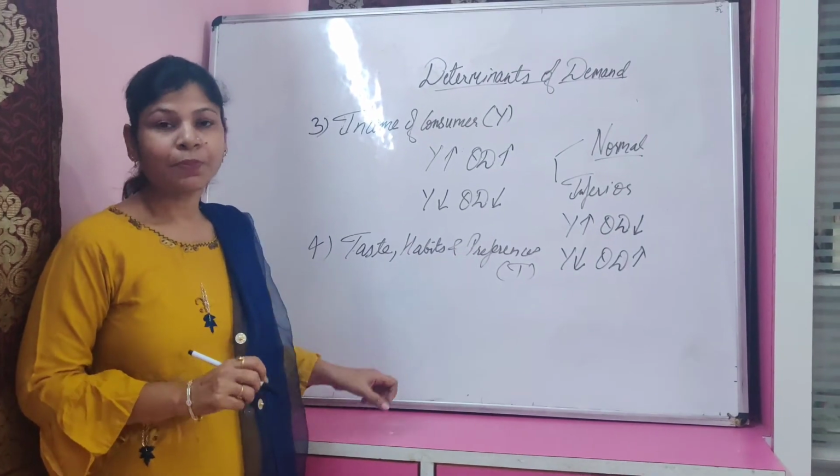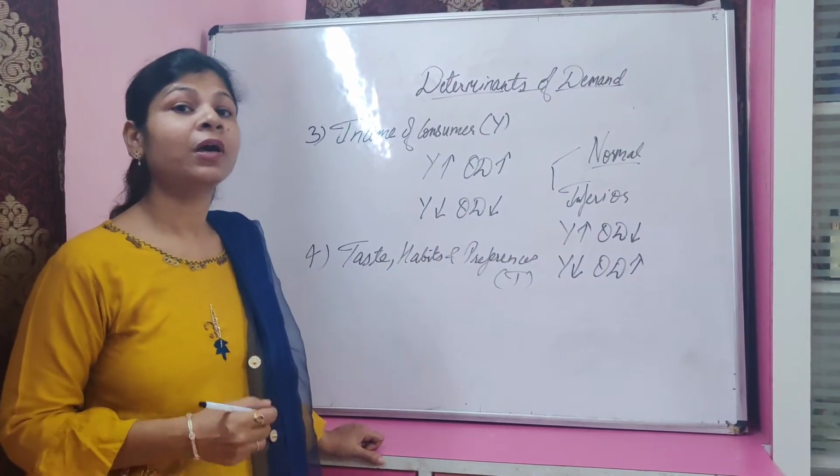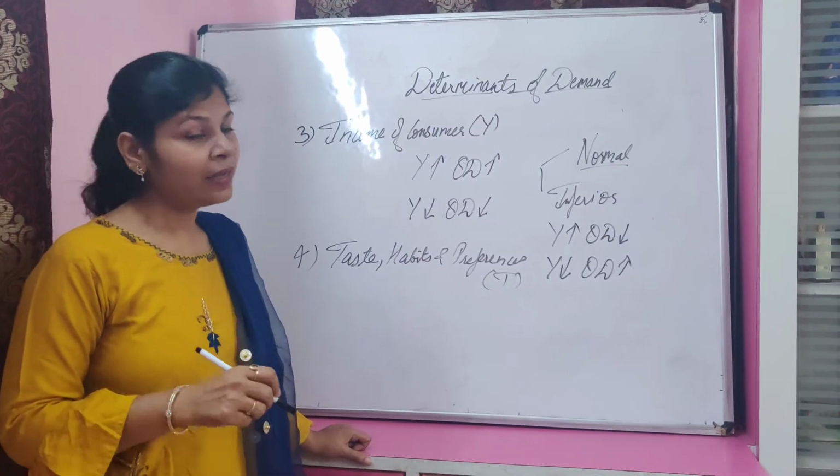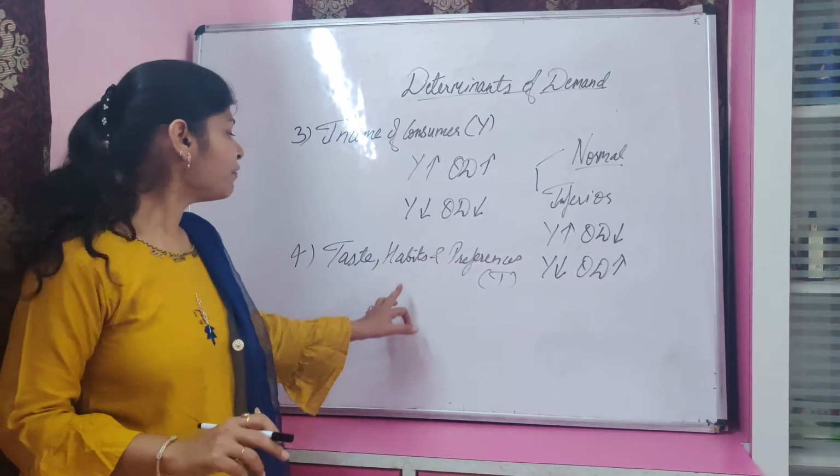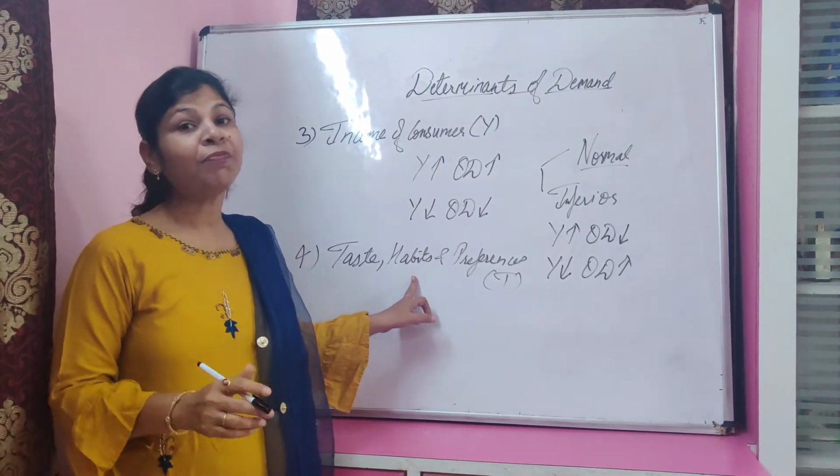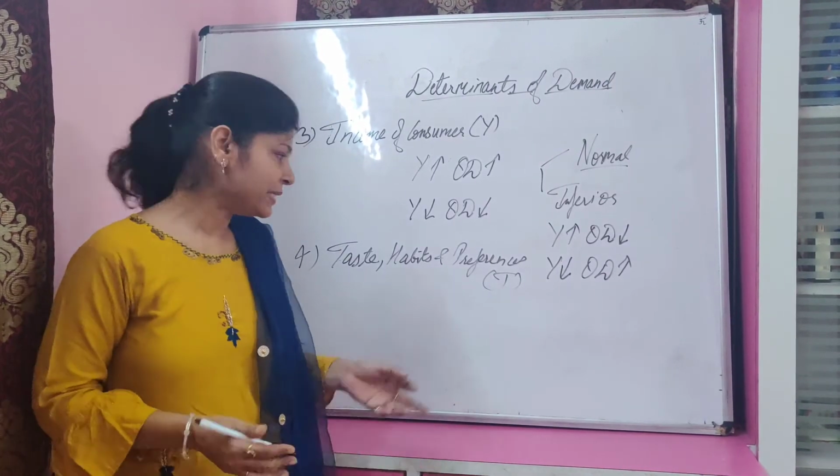Next is habits. Suppose a person is habitual of any particular commodity, then even if price is high, its demand will not decrease. And if a person is not habitual, then if price increases, he would demand less.